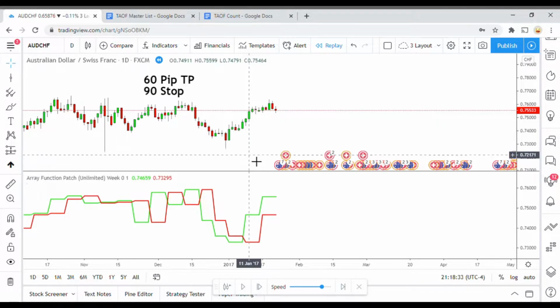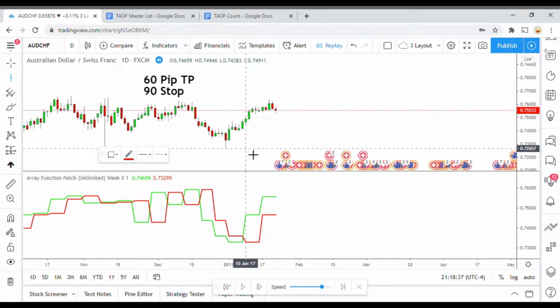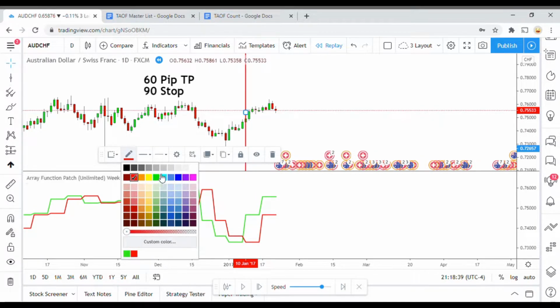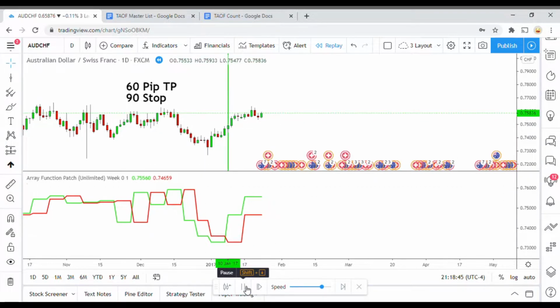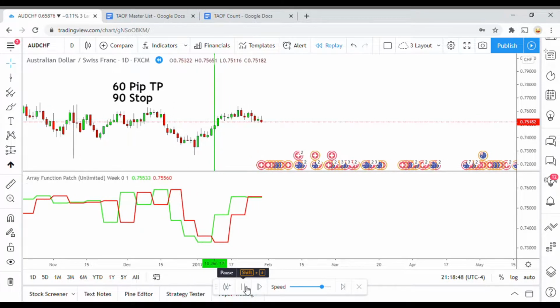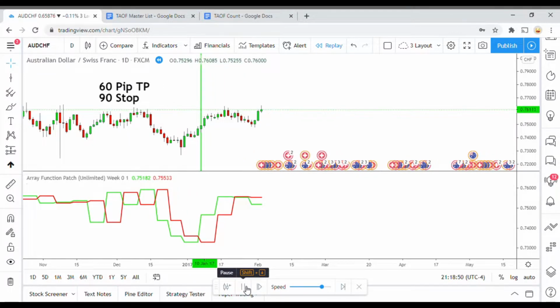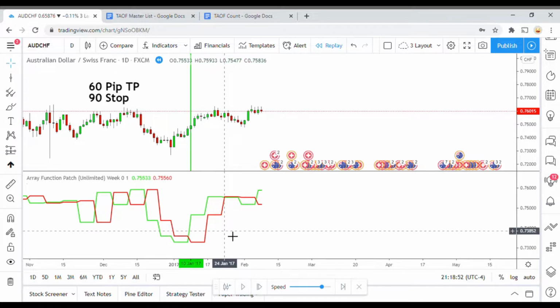So that was the first cross right there. And it definitely got us to take profit. There is the second right here. Let's see.